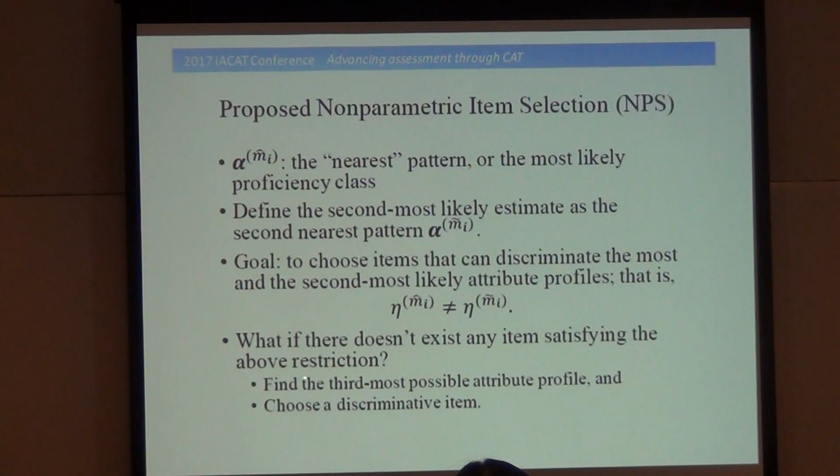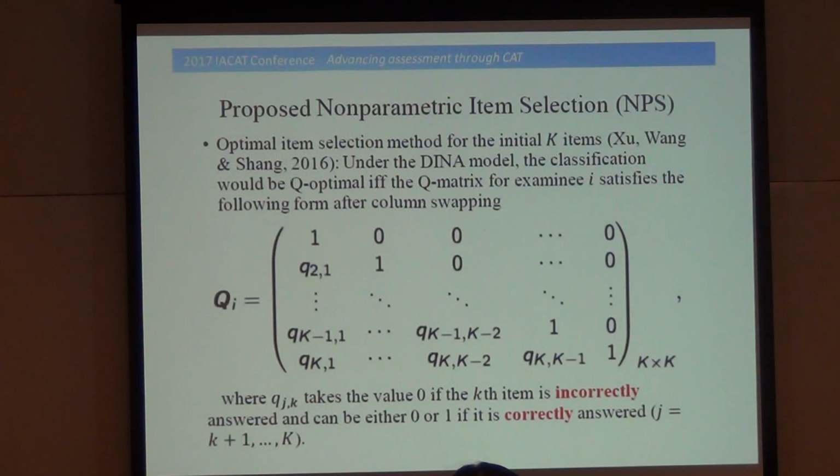this third most possible profile. Okay, to choose an item to discriminate these 2 profiles. And in addition, we incorporate the optimal item selection method for the initial items.